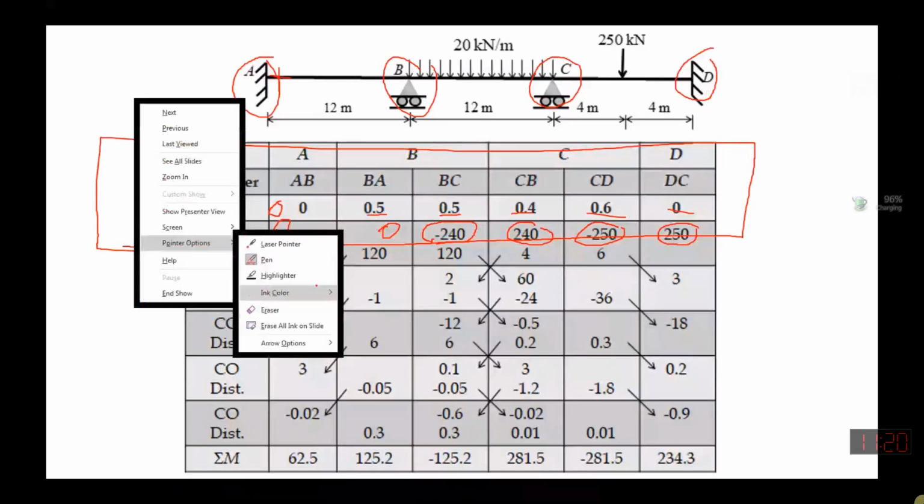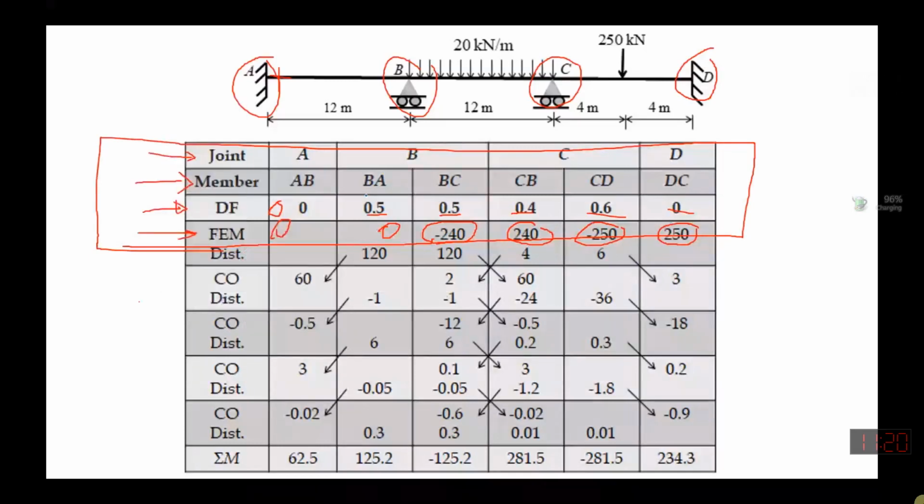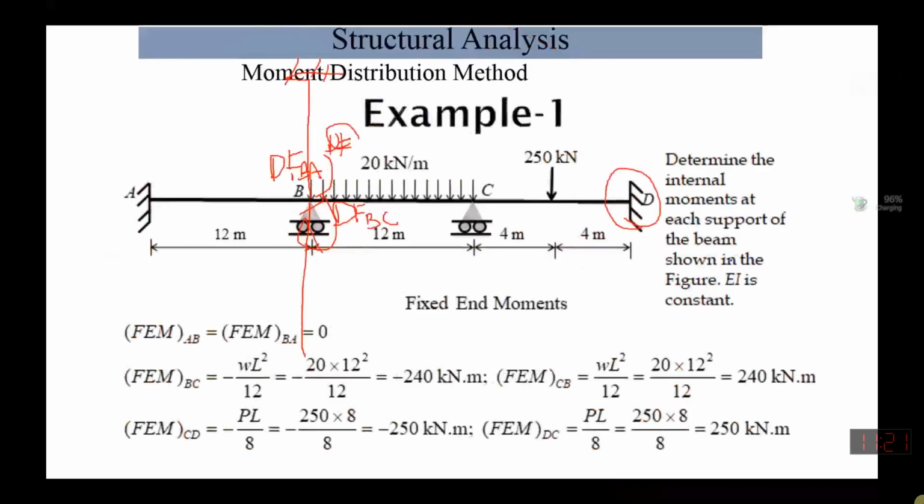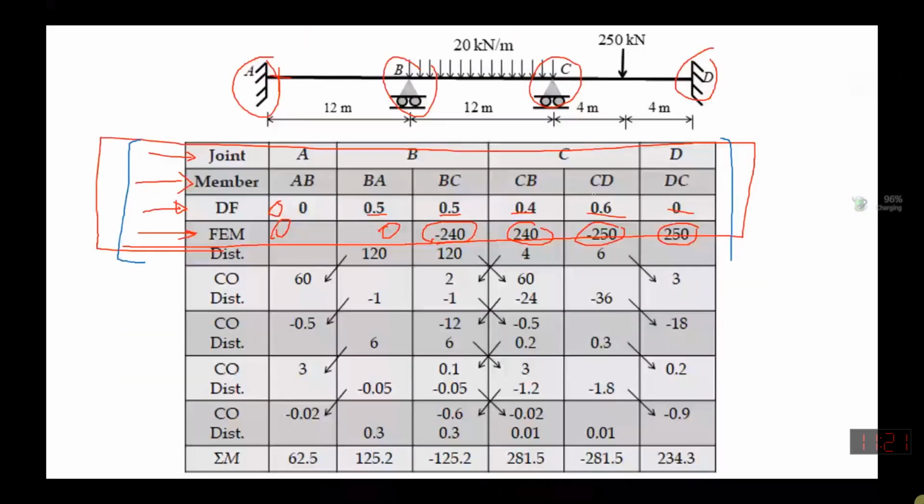Students, is it clear that this is the data we have plotted underneath the beam? There is nothing new until now. We haven't done anything yet. This is just the information we gathered in the last 3 steps. From here we calculated the fixed end moments, so this is what we put in this row. We found the distribution factors and have written them. Is it okay?